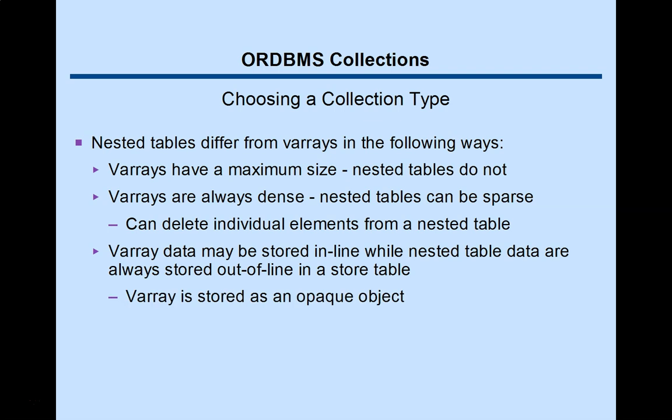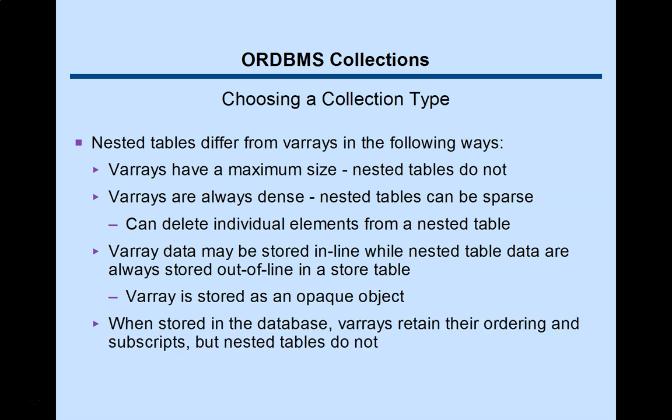So the V-array then is stored as kind of a dense or opaque object. When stored in the database, V-arrays retain their ordering and the subscripts, but nested tables do not. Now keep in mind that a collection type is a user-defined type itself. We have to create a collection type before we can create collection objects based on that type.